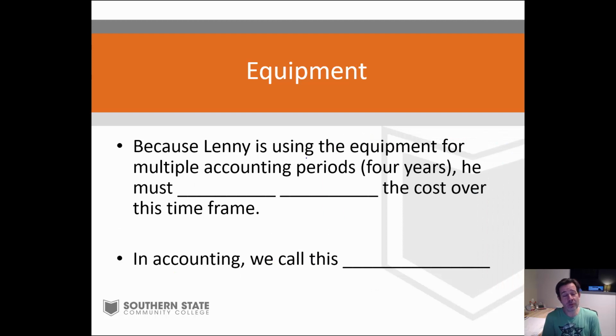Because Lenny is going to use that equipment over multiple accounting periods, 4 years worth of accounting periods, he has to spread out the cost. It's a big fancy accounting term there for you. Spread it out. He's got to spread out the cost over that time frame. Okay? $48,000. He's going to use that equipment 4 years. He's going to spread out that $48,000 over the 4 years that he uses that equipment. In accounting, we call that depreciation.